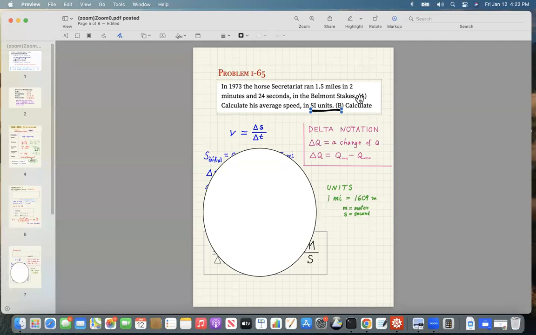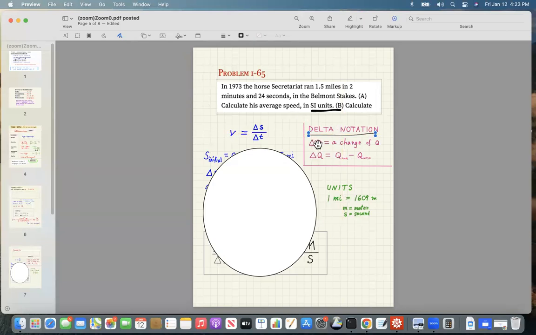So let's just see how to do part A. You have to know what's meant by average speed. Average speed is distance divided by time. Now, we don't write d over t because that's ambiguous. We write delta s over delta t. We use this delta notation, and this will be very common throughout the whole semester.